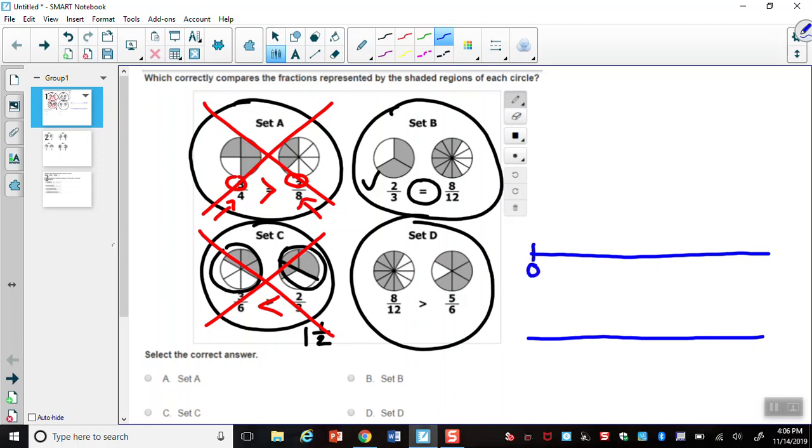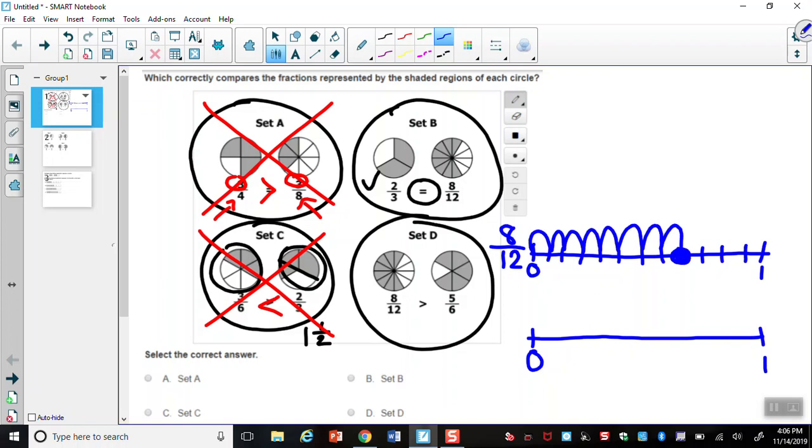And then I'll draw my 0 and 1 whole, because every mark that I make is going to show a fraction between 0 and 1. And I'll do that for the one down below as well. And the top one I'm going to use to show 8/12. So I'm going to have to split my number line into 12 equal parts. And I'm going to do the best that I can here. Okay, there we have our 12 equal parts. And I'm going to count 1, 2, 3, 4, 5, 6, 7, 8/12.